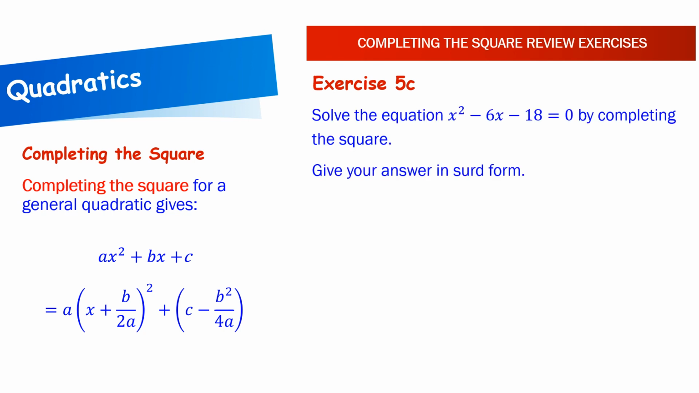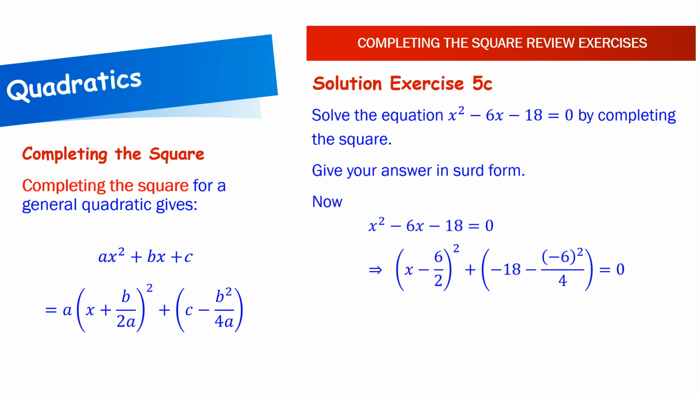Solve the equation x squared minus 6x minus 18 equals 0 by completing the square. Give your answer in surd form. So let's apply this to our example. Here we've input a equal to 1 and b equal to minus 6 in our formula as shown. And now c equals minus 18, and here a and b again. And tidying up gives us x minus 3 all squared minus 27 equals 0.